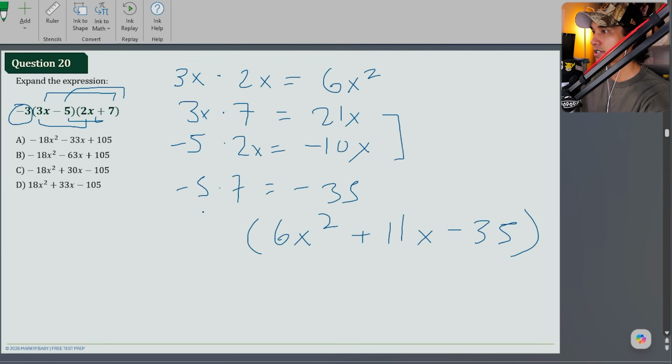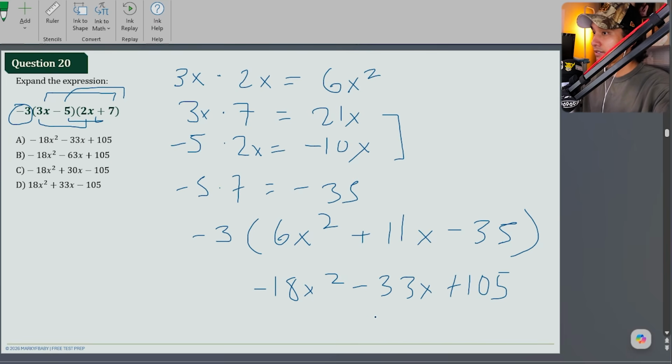And remember this coefficient here, minus 3. I'm going to multiply this -3 inside every term. That's going to give me -18x squared minus 33x plus 105, and that's a positive 105. This is our expanded expression. And what are our answer choices here? -18x squared minus 33x plus 105. A is our correct answer.